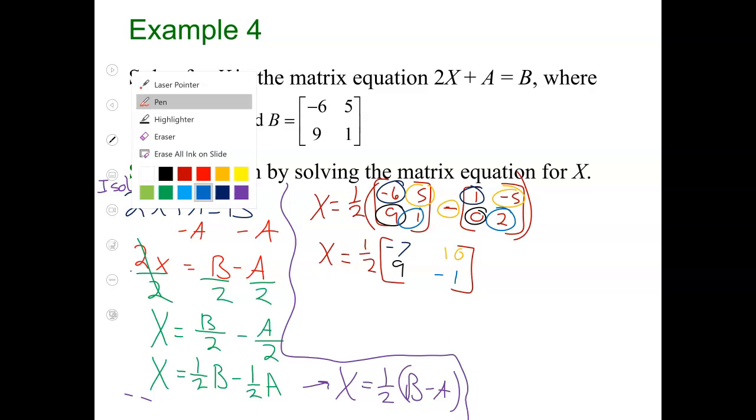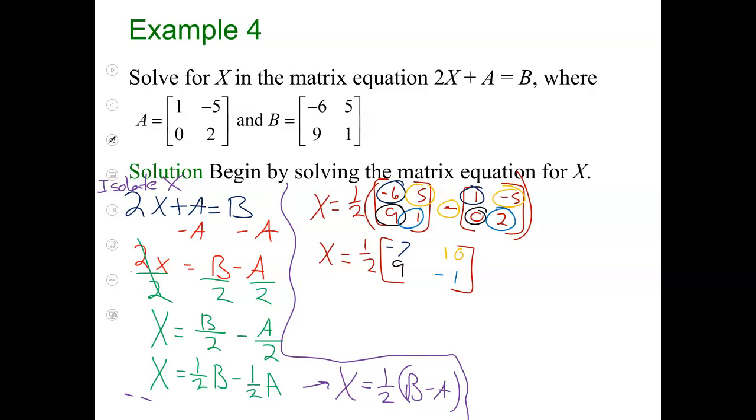Make your life easier. Leave it as a fraction. Okay? Make your life easier. Leave it as a fraction. So, what's 1/2 times -7? -7 over 2. 1/2 times 10 is 5. 1/2 times 9 is 9 over 2. 1/2 times -1 is -1/2. There's my matrix.